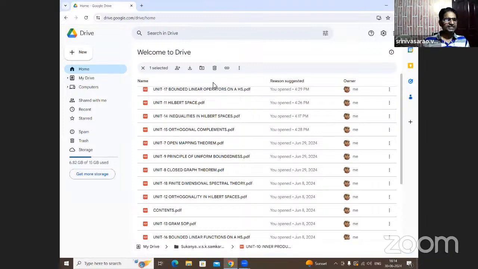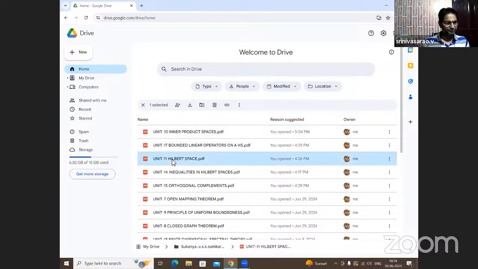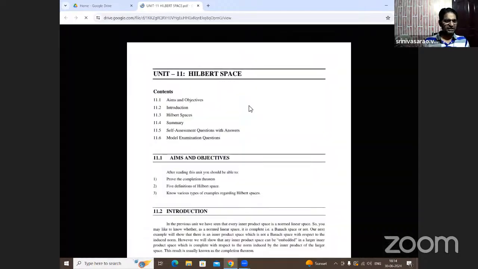Okay, now that is the end of this unit. That is the 10th unit. Please note down the 11th unit. Please see the 11th unit, Hilbert space.